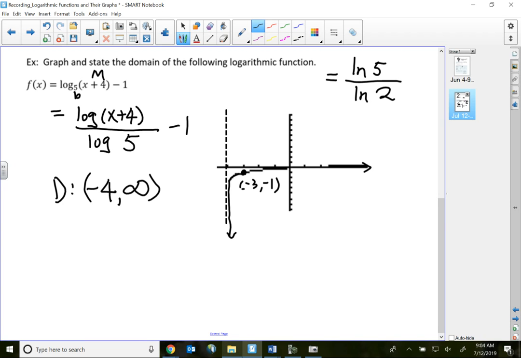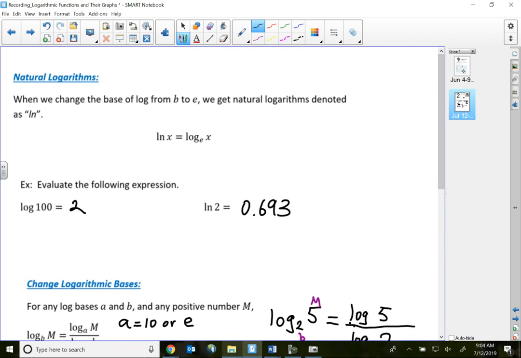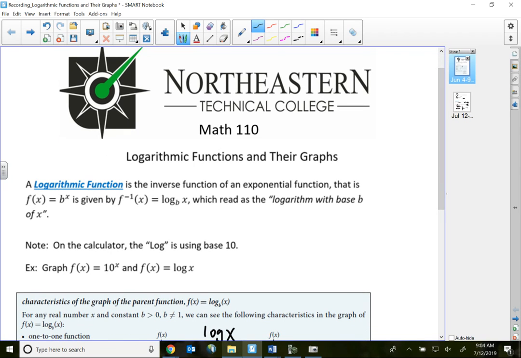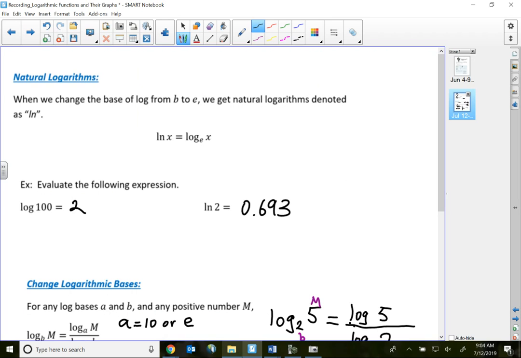All right. So just a quick video on telling you what a logarithm function is and what a natural log is. A log function is basically the inverse of an exponential. A natural log is simply a logarithm using a base e, which is denoted as natural log.